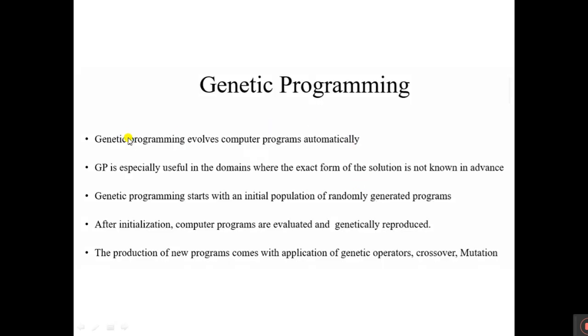So genetic programming evolves computer programs automatically. GP is especially useful in domains where the exact form of the solution is not known in advance. Genetic programming starts with an initial population of randomly generated programs. So after initialization, computer programs are evolved and genetically reproduced. The production of new programs comes with the application of genetic operations, crossover and mutation.